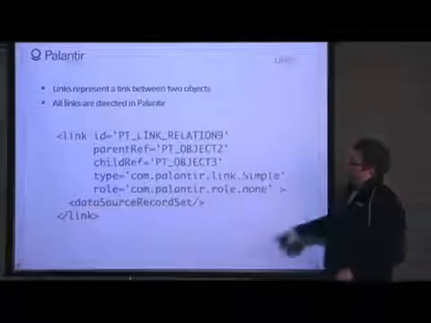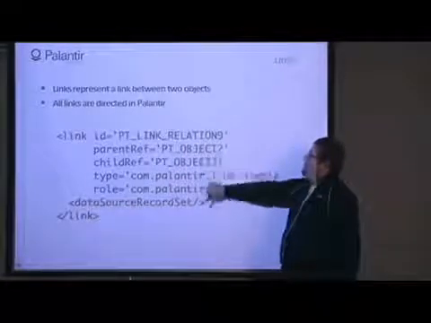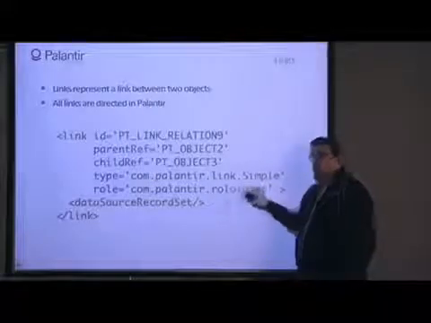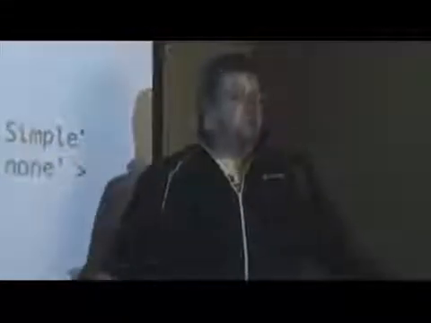So here we see a link. It has an ID. It has a reference to the parent object, the child object, the type, which comes from the ontology, and the role. This can be like from or to in the case of things like payments or events.